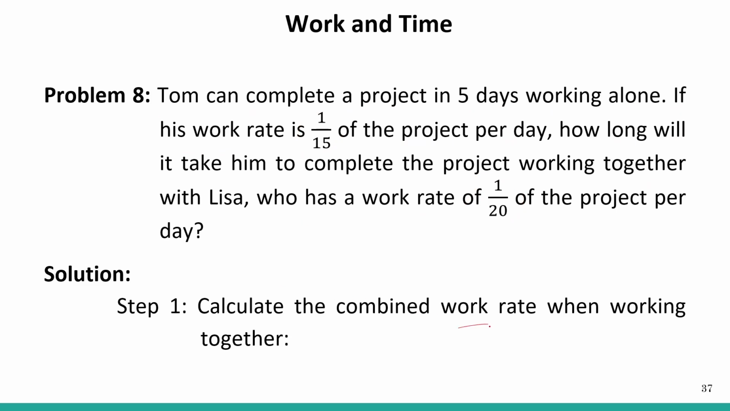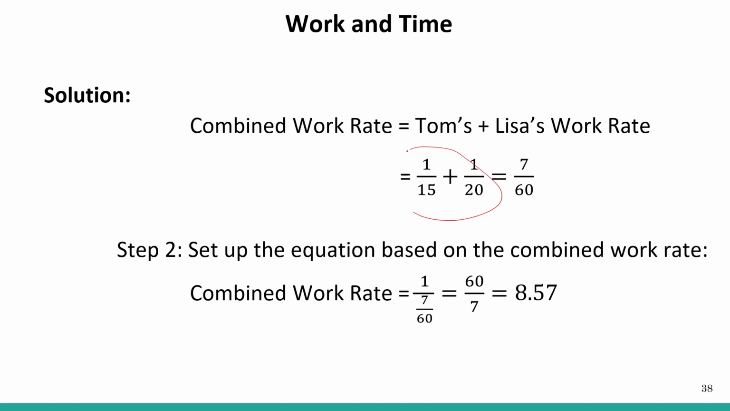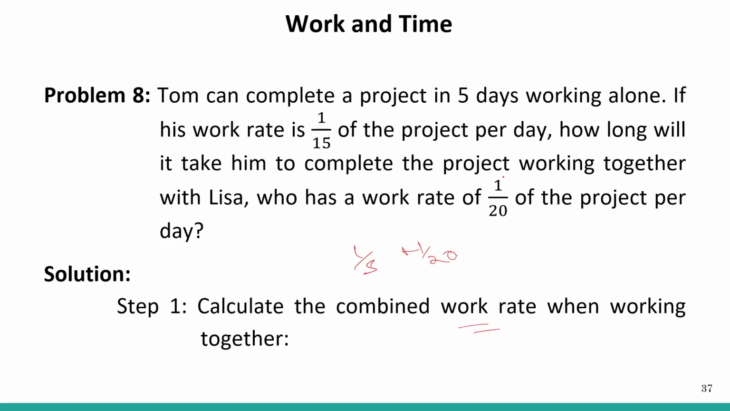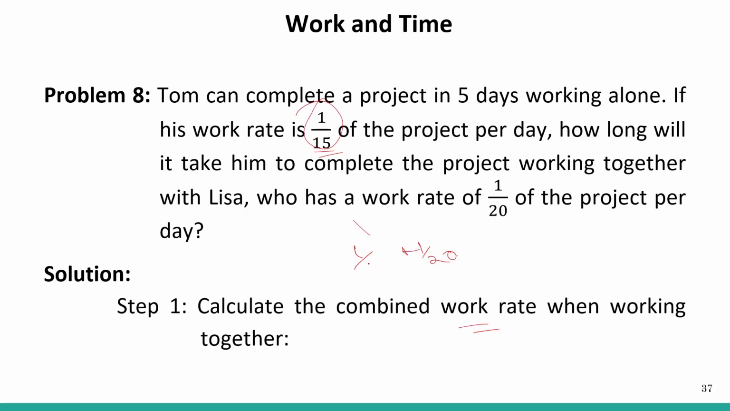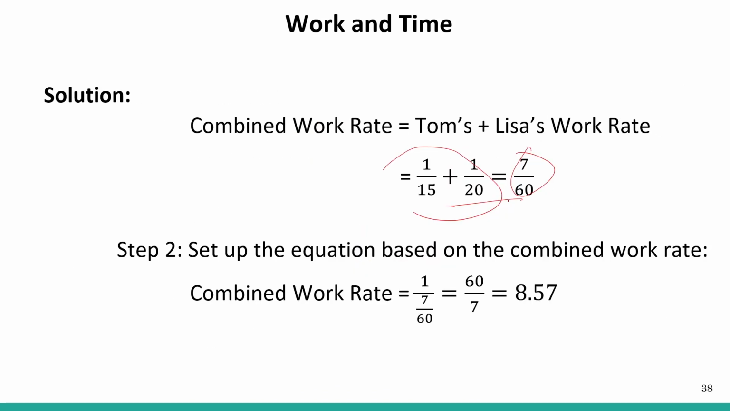So calculating the combined work rate. Okay. Lisa's work rate is 1 by 20, right? So 1 by 15 plus 1 by 20 is equal to what? 7 by 60, right? Okay. For the project, his work rate is 1 by 15. So 1 by 15 plus 1 by 20 is equal to 7 by 60.